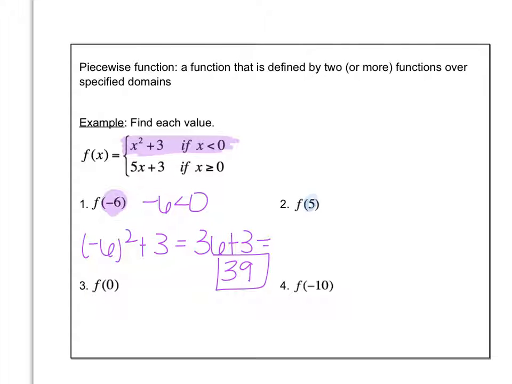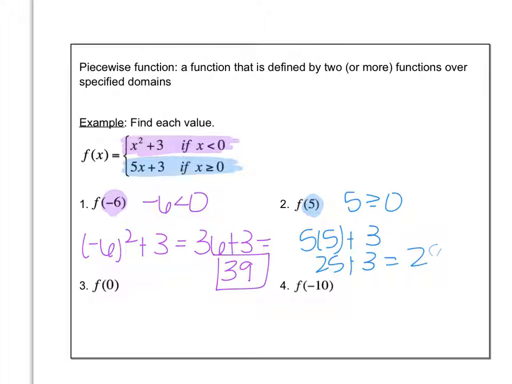Looking at number 2, we want to find f of 5. Is 5 less than 0 or greater than or equal to 0? 5 is greater than or equal to 0. So that means we're plugging it into the bottom function because that's the one that it says it can go into. It can only go into that function if x is greater than or equal to 0. That's what that means. We're using the bottom function anytime x is bigger than or equal to 0. So we're using the bottom function this time because we have a positive number. So it's going to be 5 times 5 plus 3. That's going to be 25 plus 3, which is 28.